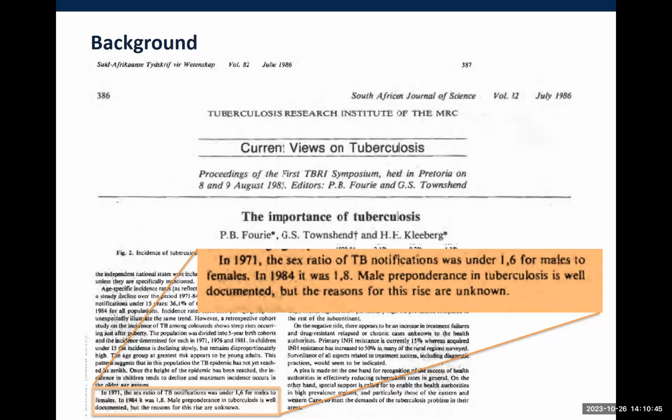So the high rates of TB are not new. They've always been there, at least in South Africa. Shown here is an analysis that was done in the early 1980s, that the male to female ratio for TB notifications was around 1.6, between 1.6 and 1.8.